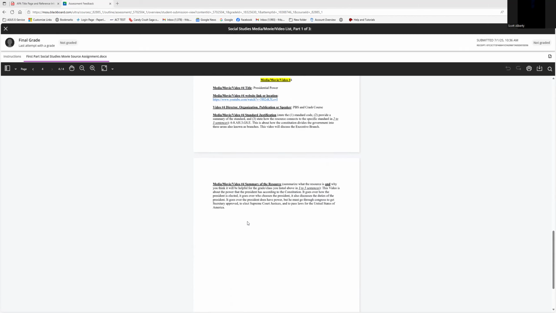So what the source is, it talks about the president, what power they have according to the Constitution, goes over how the president is elected, it goes over who chooses the president, its electoral college. It also discusses the duties of the president. It also goes over how the president does have power, but he must go through Congress to get his secretary, cabinet members approved, to elect Supreme Court justices, and to pass laws in our great country of the United States of America.